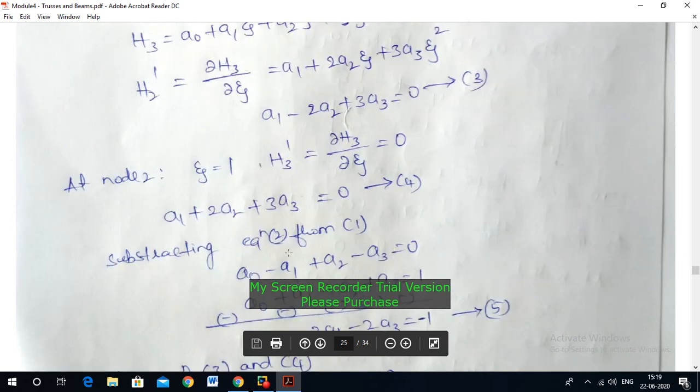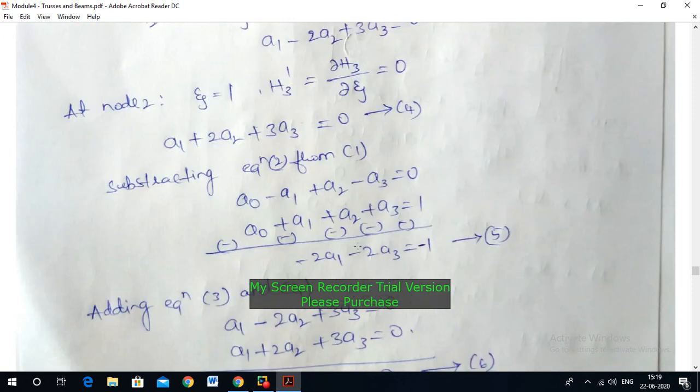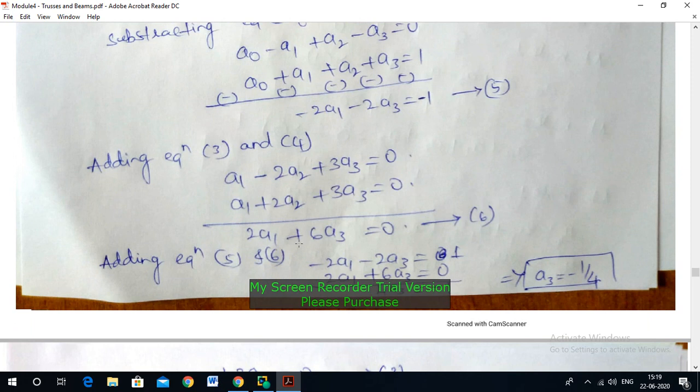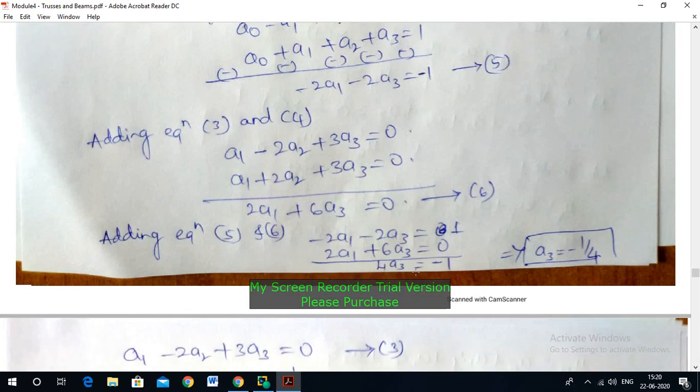Subtracting equation number 2 from 1, I will get minus 2A2 plus 2A3 equal to minus 1. I call it equation number 5. Adding equation number 3 and 4, I will get 2A1 plus 6A3 equal to 0. I call it equation number 6. And adding equation number 5 and 6, I will get the value of A3 equal to minus 1 by 4.